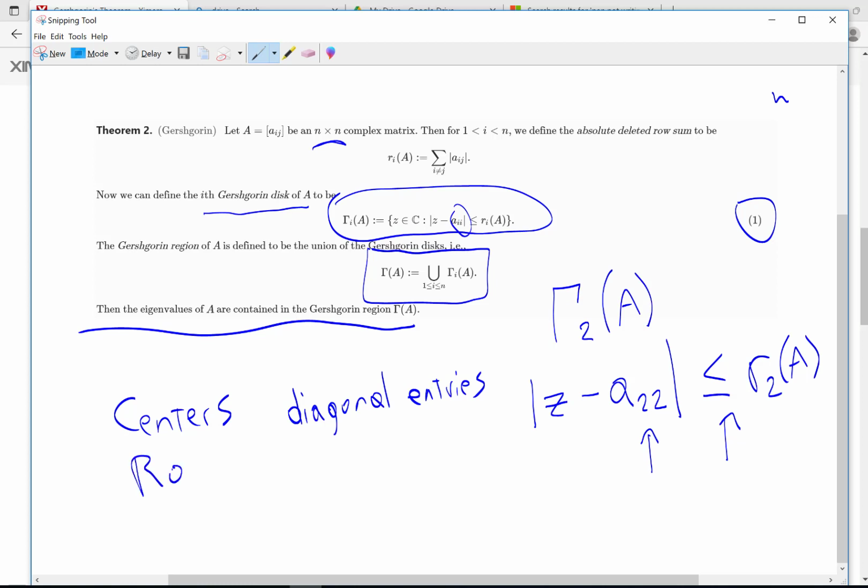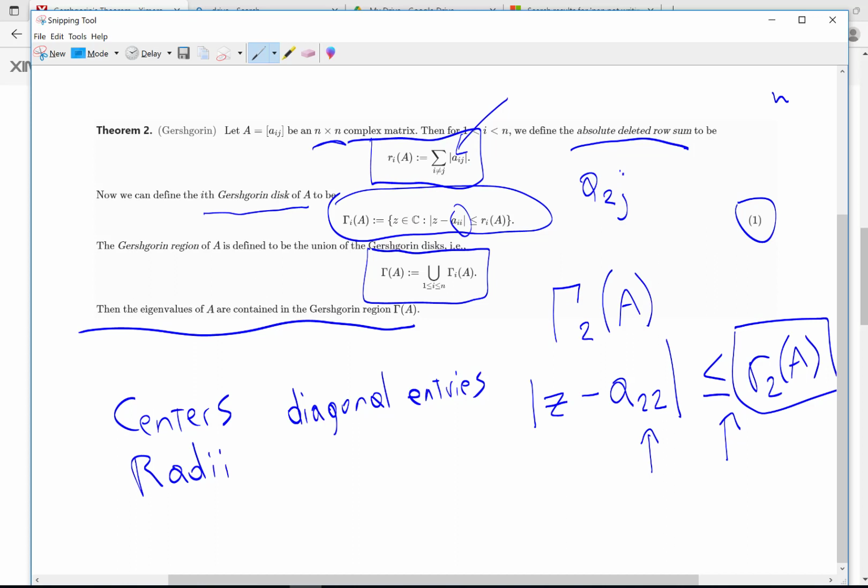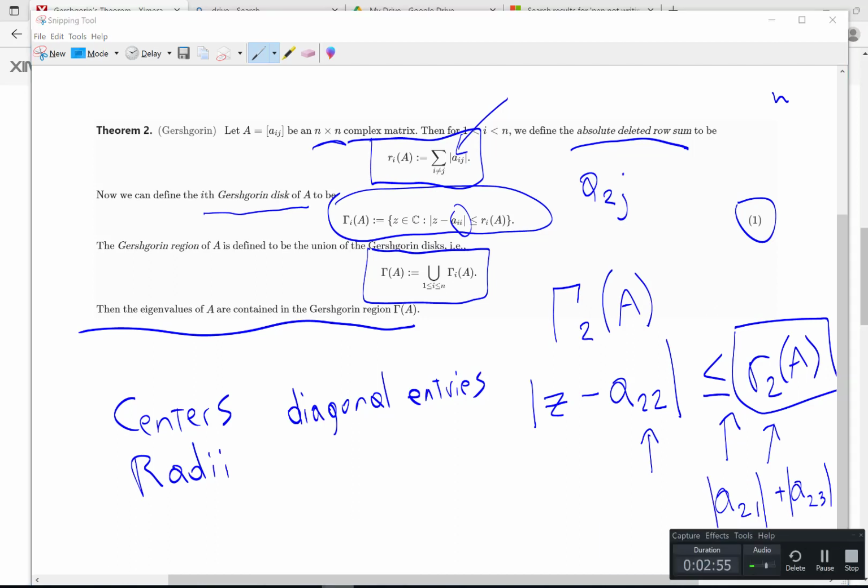Now, what about the radii of the disks? The radii are these absolute deleted row sums. So what is R2 of A? R2 of A is a sum of certain entries. These entries would be A row 2, because i is 2, and then whatever j is. Now j can be anything except i. So basically, R2 of A would be A row 2, column 1 plus A row 2, column 3, except that you want to take the absolute values of those things. And so we'll see how this all works now in this next example.